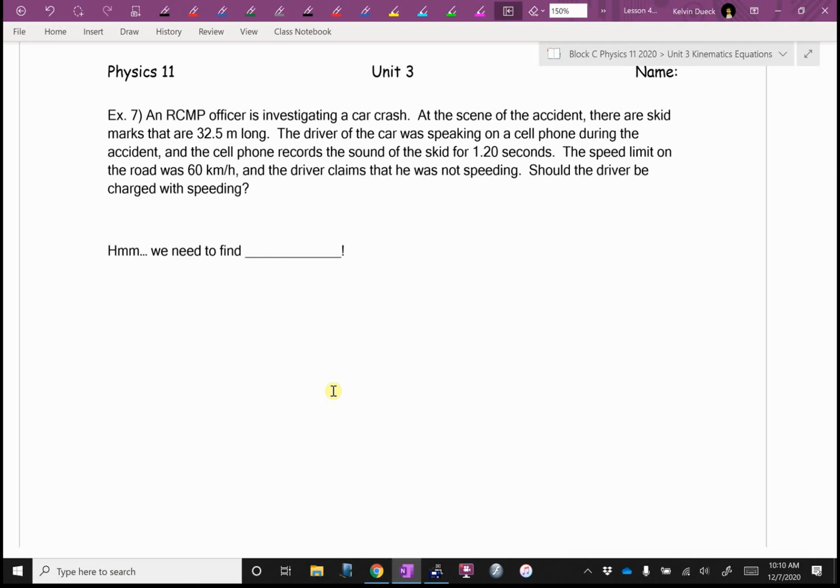Okay, this question's not as clear, so I wrote, what's this question asking us to find? VI. So let's write down VI equals question mark. What's that 32.5?